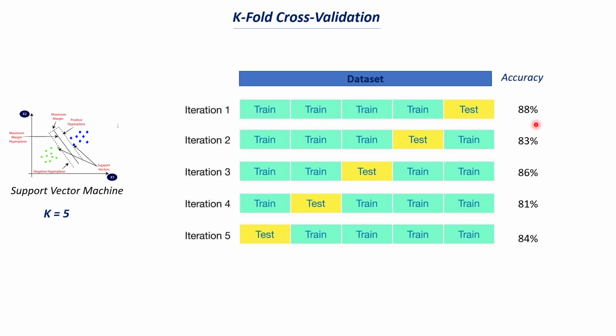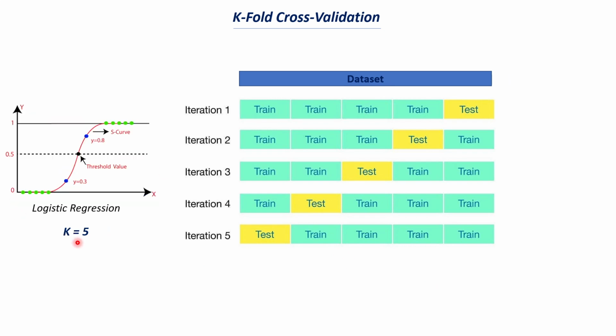Instead of taking one accuracy, which we do when using train test split, in k-fold cross validation we take all these accuracy scores into consideration and divide by 5. Because there are a total of 5 accuracies, we are just taking the mean of all the accuracy values, and the average will be 84.4%. So you can say that the reliable accuracy score for this support vector machine for this data set is 84.4%.